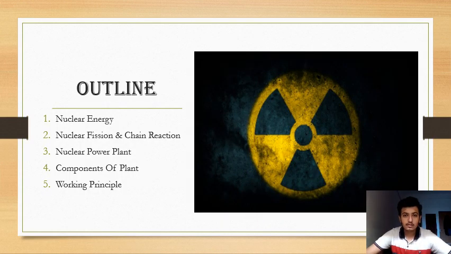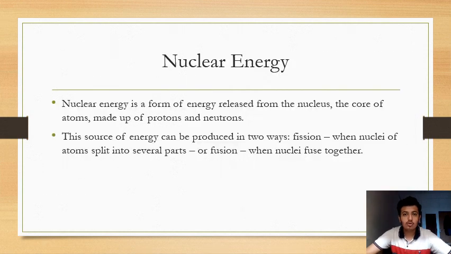So these are the topics which I am going to talk on. The first one is nuclear energy, second is nuclear fission and chain reaction, third is about the nuclear power plant, fourth are the components of the plant, and finally we will look at the working principle and some of the advantages and disadvantages. So to begin, firstly, the question: what is nuclear energy?